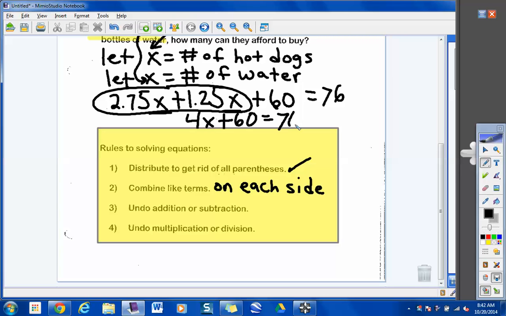Guys, after you've gone ahead and taken care of step 2, and these are really the only 2 things that are going to be new for us today, doesn't that look like an equation that we dealt with in the last section? Yeah. What are you going to do next with this problem now? Minus 60. You're going to subtract the 60.